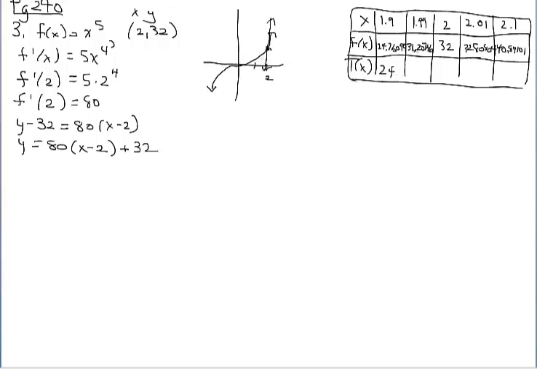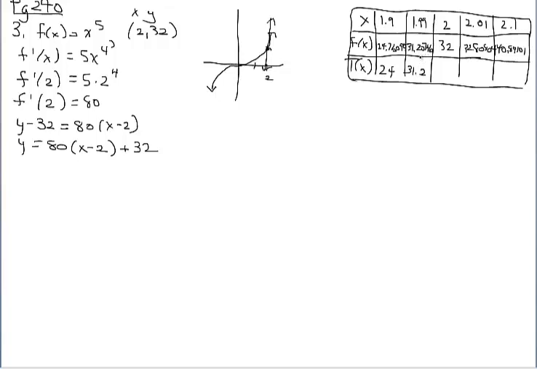Okay, so we should expect that this y value down here is going to be a little bit smaller than, say, this y value right here. So let's plug in 1.99 into the linearization. So 1.99 minus 2 is negative 0.01 times 80 plus 32. We're going to have 31.2. 31.2 is smaller than this value right here, but notice how close it is.